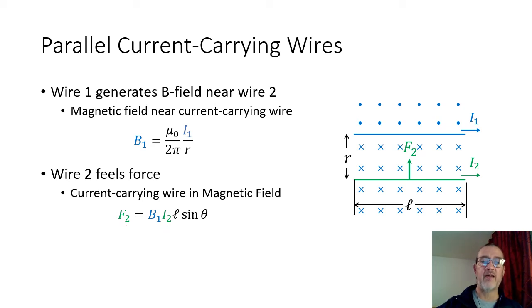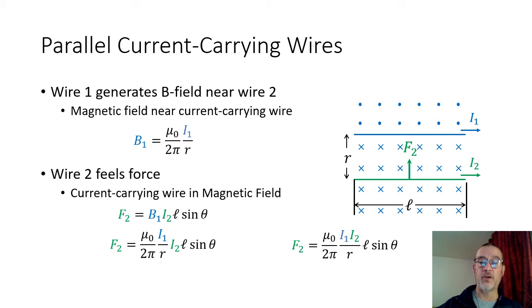Now, you notice that I have B1 defined up here. What I can do is substitute that in where I have B1 down here. And what that gives me is that the force on wire 2 is going to be mu naught over 2 pi I1 over R times I2 times L sine theta. And I can summarize those over here, multiply that I2 up on top. So now I have the force on wire 2 is mu naught over 2 pi I1 I2 over R times L sine theta. And that is the magnitude of the force on the bottom wire pointing up towards the top wire. So that's our first step, what's happening to the bottom wire.